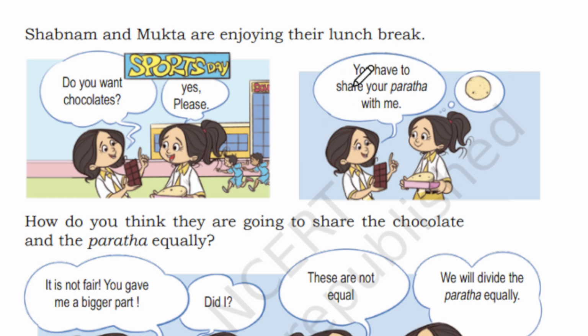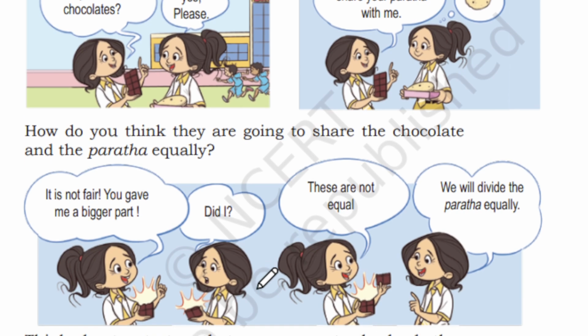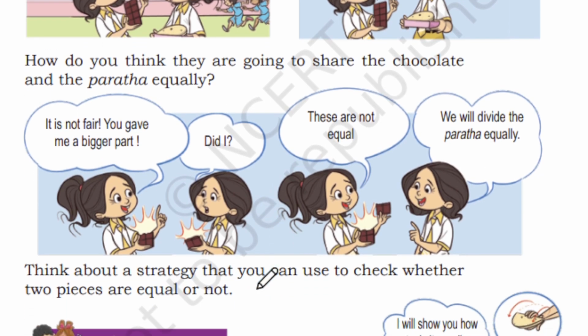"Do you have to share your paratha with me?" So what is happening? One girl is holding chocolate, another one is holding paratha. They have to share the chocolate and paratha equally. How do you think they are going to share the chocolate and paratha equally? Let's see how they are going to share them equally.